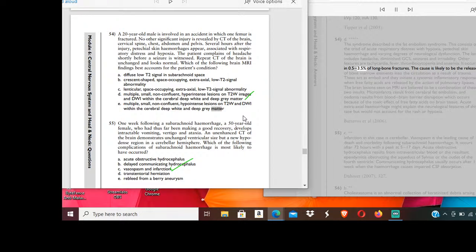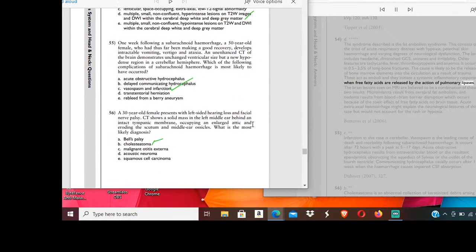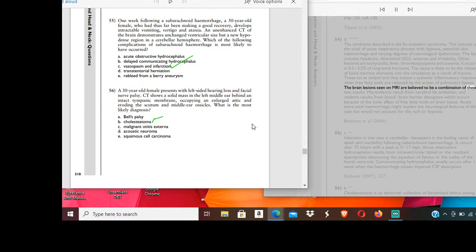It occurs in 0.5-3.5% of long bone fractures. The cause is likely to be the release of bone marrow elements into the circulation as a result of trauma. These act as emboli and they initiate a systemic inflammatory response when free fatty acids are released by the action of pulmonary lipases. The brain lesions seen on MRI are believed to be a combination of these two insults.